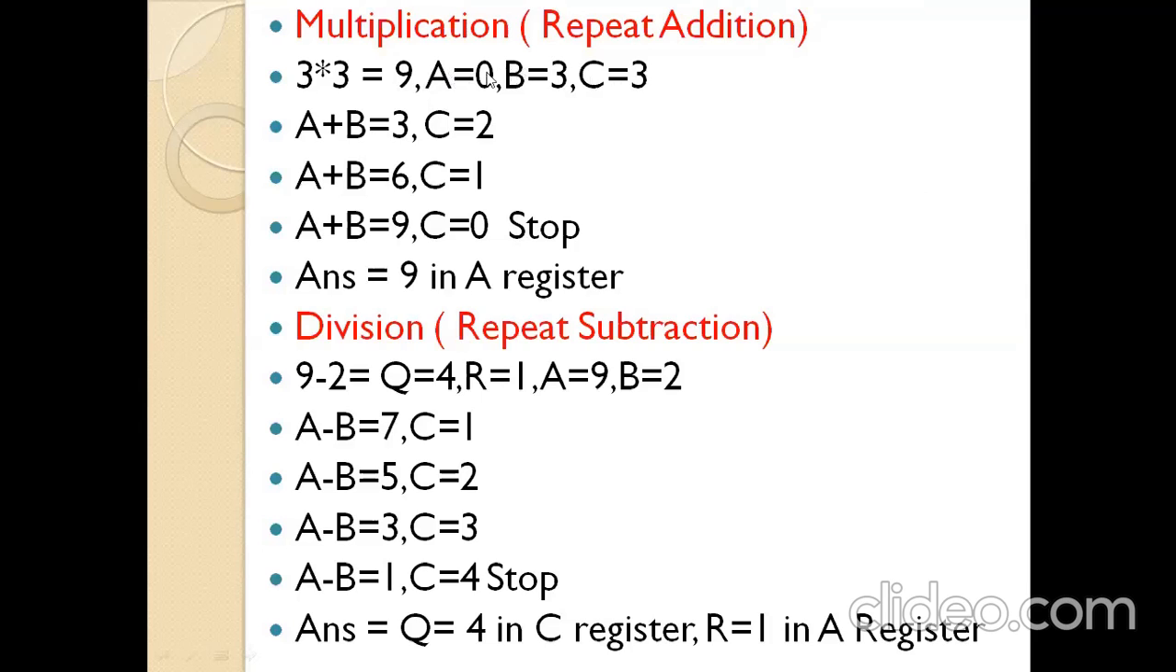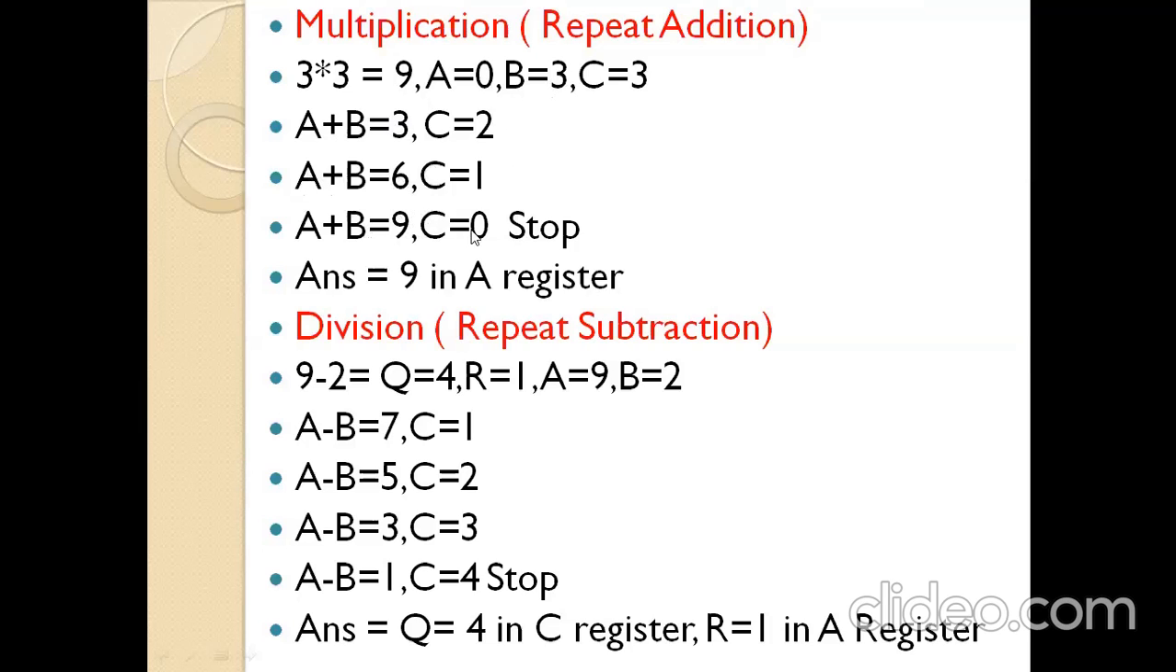Now I am going to add the A register value and the B register value. So 0 plus 3, I will get the value 3. After one time addition, I am going to decrement this C register value. So it will become 2. Next, once again I will add A plus B. Now A value is 3, B value is 3, so we will get 6. Decrement the C value, it will be 1. Next, A plus B. So 6 plus 3, A value is 6, B value is 3, we will get 9.